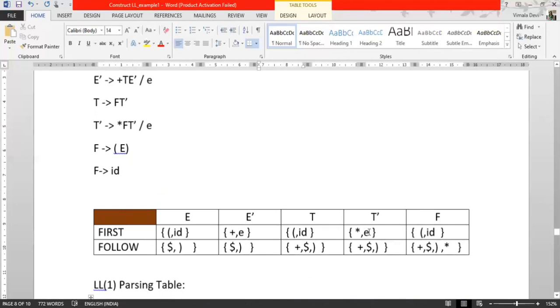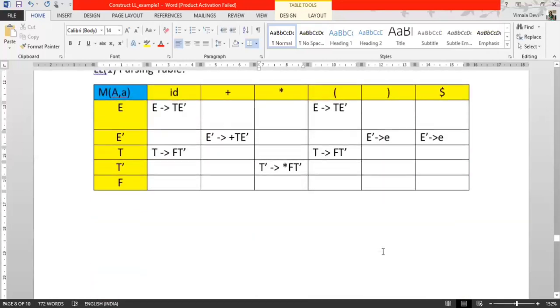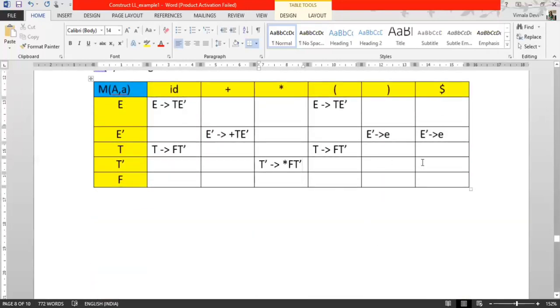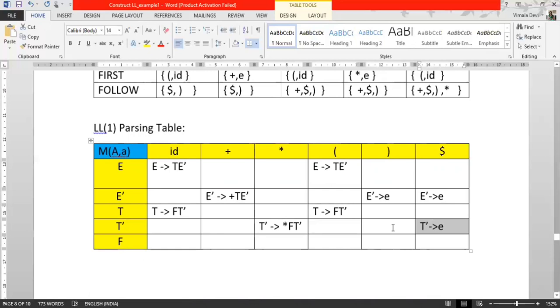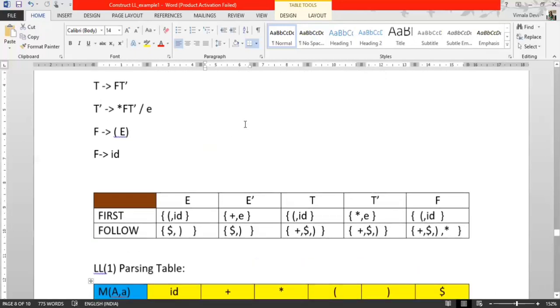Whenever epsilon appears in the first set of T', go to the follow set. What is the follow set? Plus, dollar as well as close parenthesis. Against all these cells, we have to update the rule T' derives epsilon. This rule is to be updated against T' comma dollar, T' comma close parenthesis, as well as T' comma plus. So we are done. Only the last rule is there.